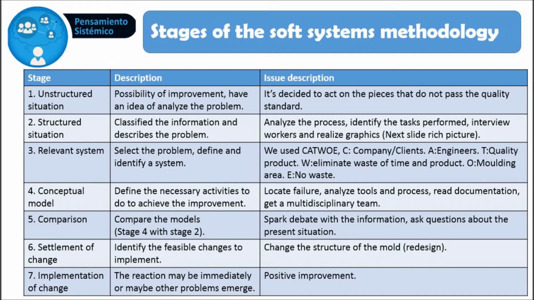Stage 6. Settlement of change. Identify the feasible change to implement. Change the structure of the mold. This means redesign. And finally, stage 7. Implementation of change. The reaction may be immediate or maybe other problems emerge. And in this issue, this implementation was a positive improvement.